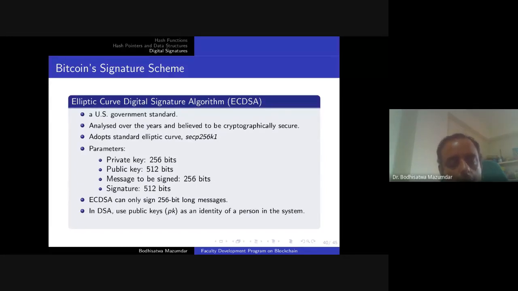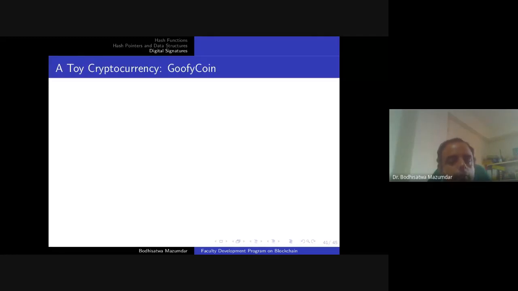So you need to split the messages into 256 bit data each. The identity of a person in the system is often used as a public key in the digital signature algorithms. So you create a new identity using the generate keys function every time you invoke that function. Here is an example of a Goofycoin currency that I will come to.